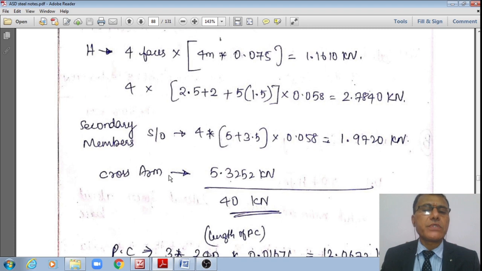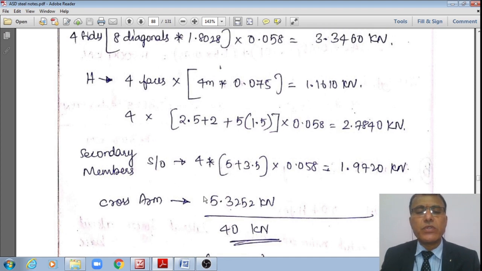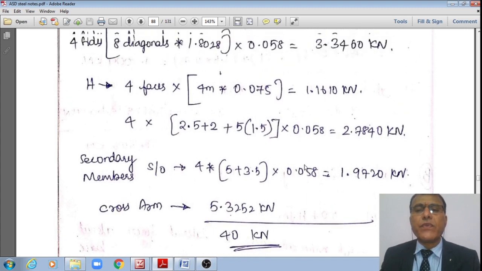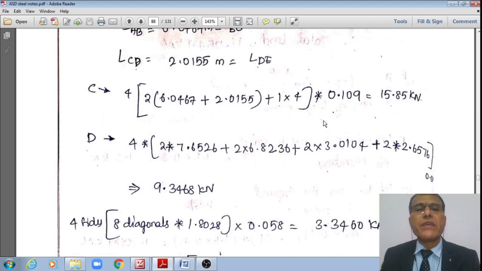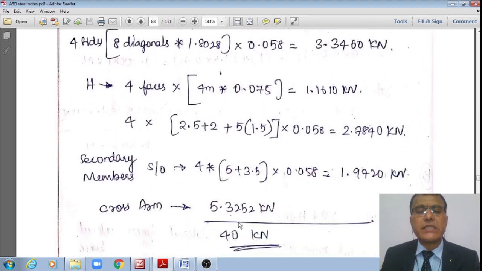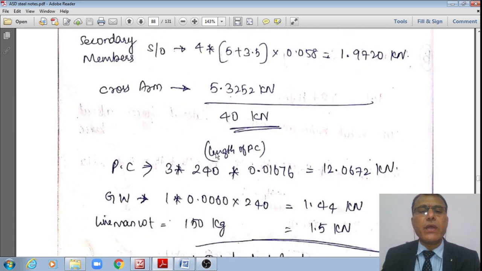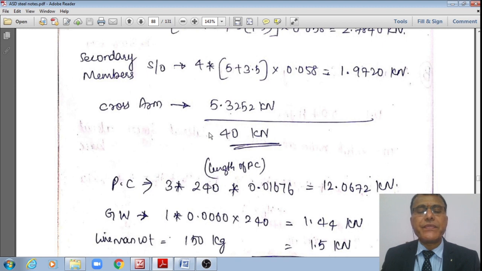And the cross arms area we already calculated, multiplied by the intensity of these cross arms also, you can assume it works out around 5.5252 kilonewton. Therefore, if I add all these, starting from this 15.85 and so on up to the last one, 5.5252, it works out around 40 kilonewton, right? That is all. However, I got the weight of these members.